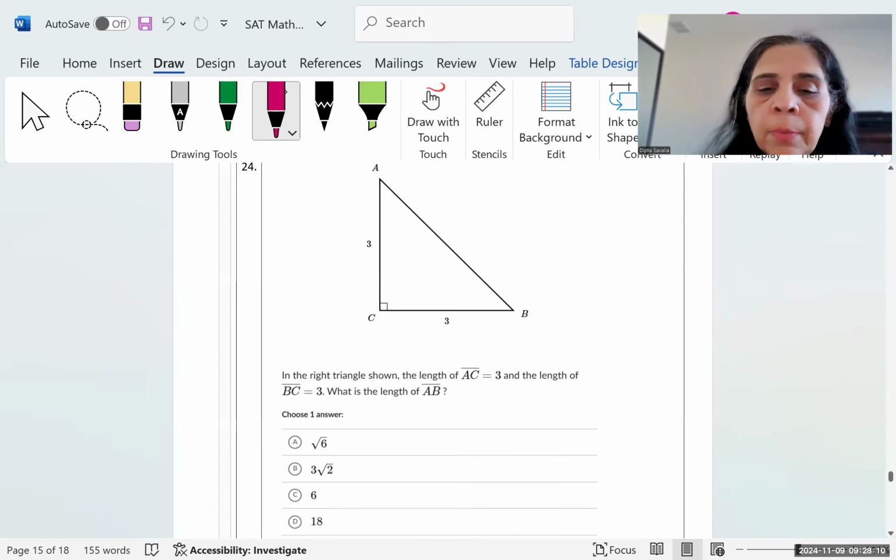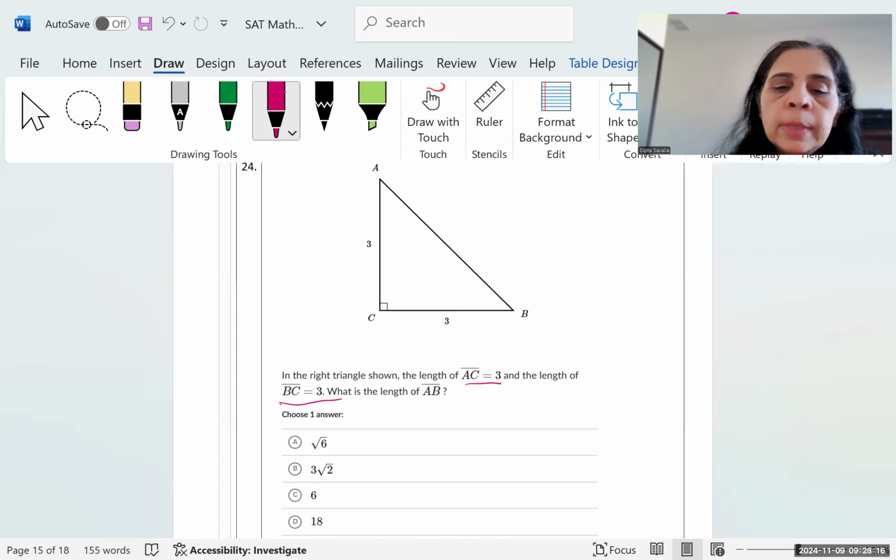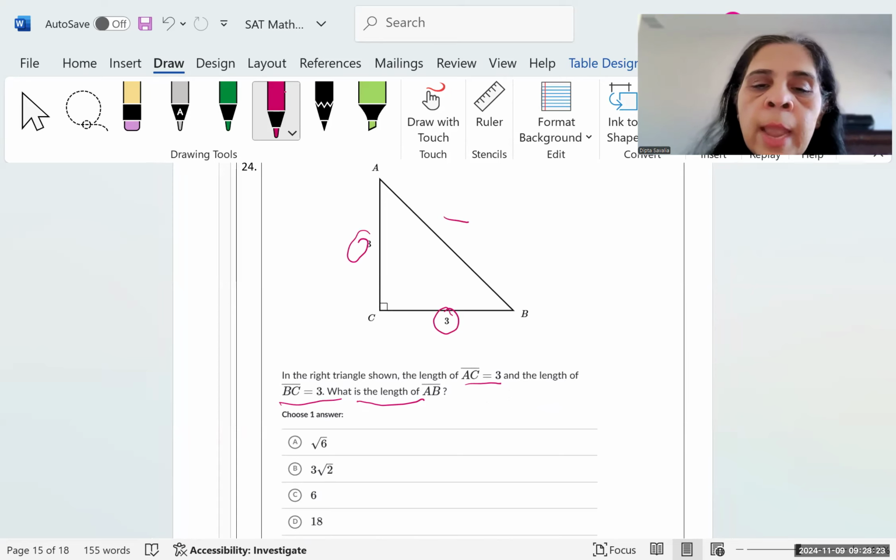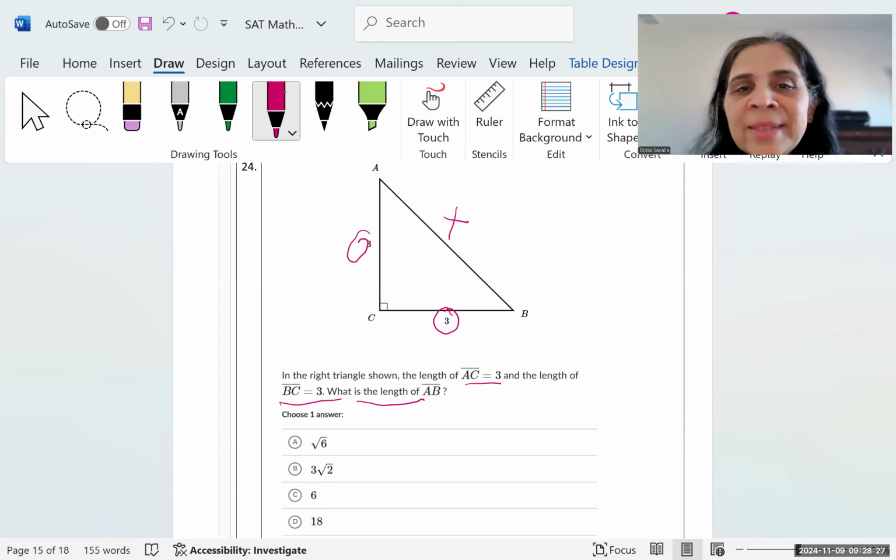All right, number 24. We have a right triangle, and it says AC equals 3, BC is 3, already given. We are looking for the length of AB. That is unknown. We have a right triangle with a missing side length. So which rule can we use?